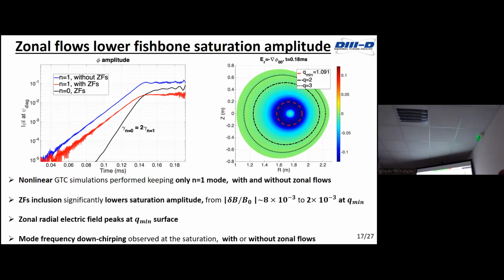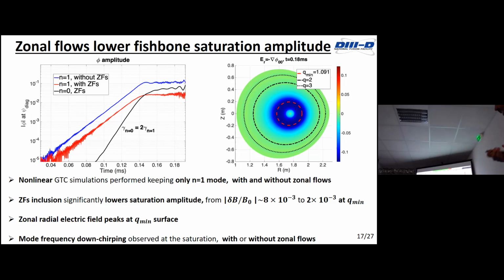So the saturation without zonal flow is about delta B over B of 10 to the minus 3, which is significant, but it can be lowered by a factor of 4 when using zonal flow. Here I'm showing the radial electric field associated with the zonal flow. You can see that it's mostly negative, with a peak at the q equal 1 surface in red here. And we also observed at saturation, for both cases, a decrease of the mode frequency, what we call downchirping, with and without zonal flow.